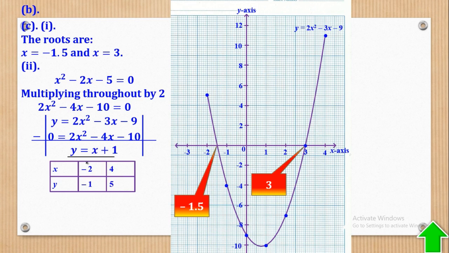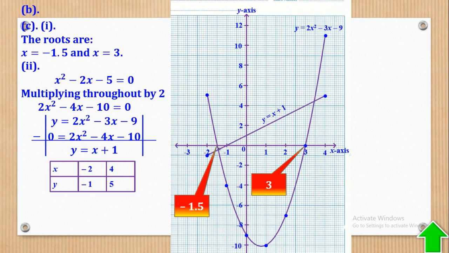So now I've got two coordinates. I'm going to plot those two coordinates on this graph. So I'll start with negative 2 and negative 1, which is that. And also 4, 5, which is that. So next I'll have to draw a line through these two points, drawn using a ruler. So I'll come here and do that. And I have to label the line.